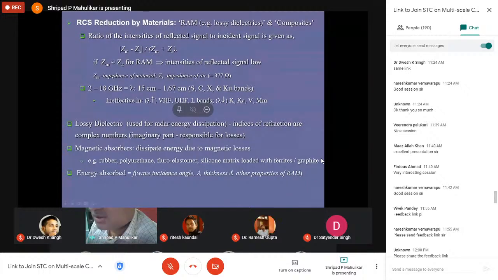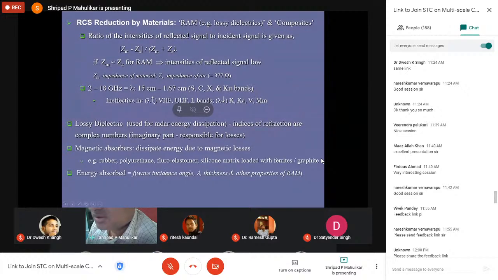Now why do we have this range? Because of these wavelengths and associated thicknesses, it follows that radar absorbent material will be ineffective at both extremes, very long wavelengths and very short wavelengths. Most radar absorbent materials are ineffective at very long wavelengths, that is the L band, UHF, ultra high frequency, and very high frequency. These are the low frequency or long wavelength bands. They are also ineffective in the K, Ka, V, and millimeter wave gigahertz range. So even for very short wavelengths, the radar absorbent material will be ineffective.